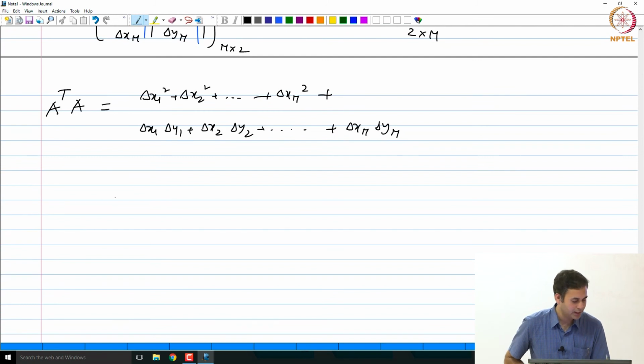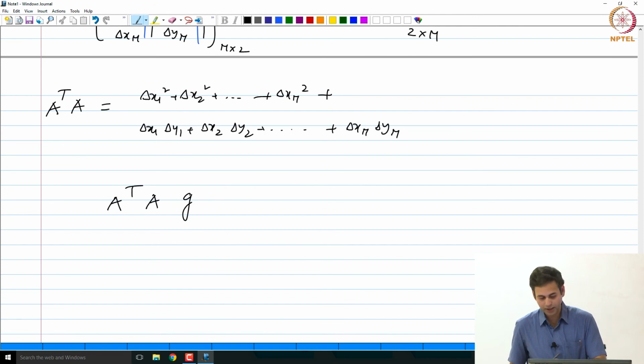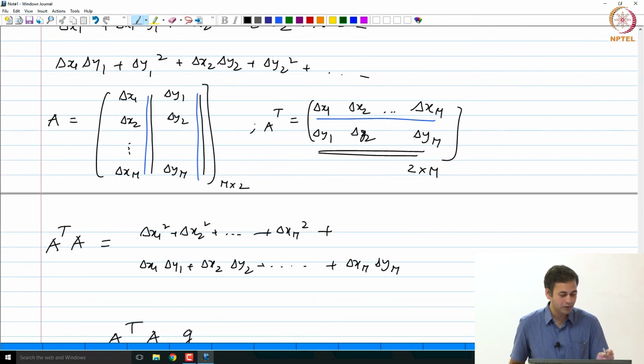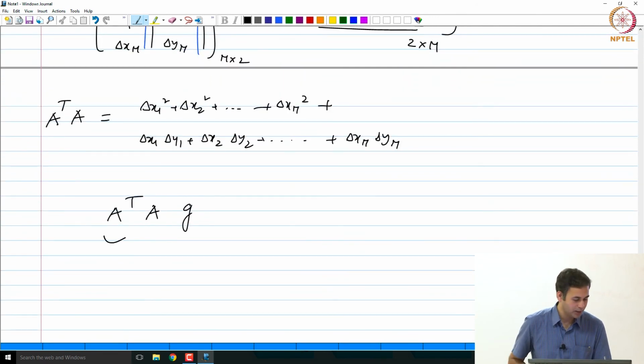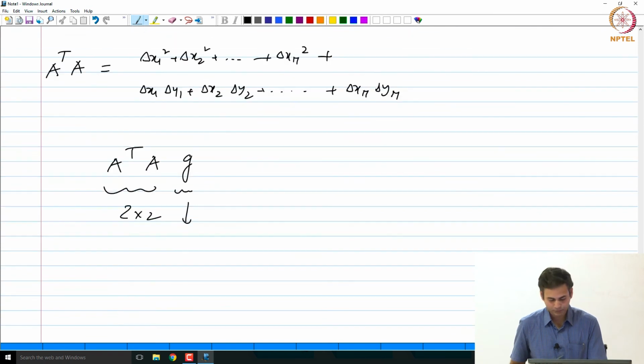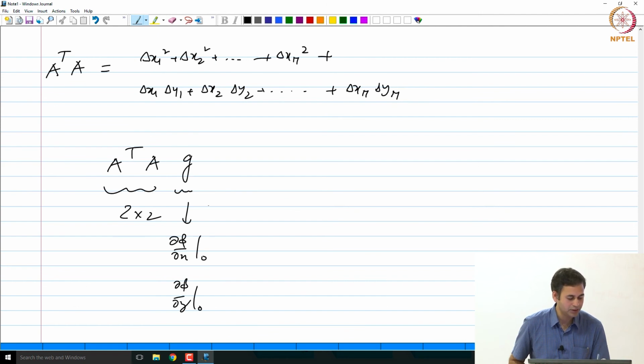I can rewrite this as A transpose A times the gradient G. What will be the size of the matrix A transpose A? 2 by 2, because we have 2 by m times m by 2, so this will be a 2 by 2 matrix. And what is G? Partial phi partial x 0 and partial phi partial y 0, this is 2 cross 1. Equals, what is on the right hand side?